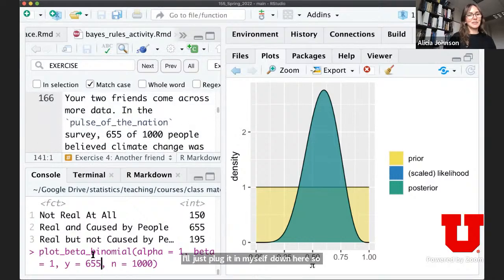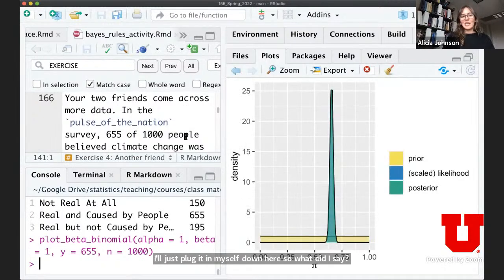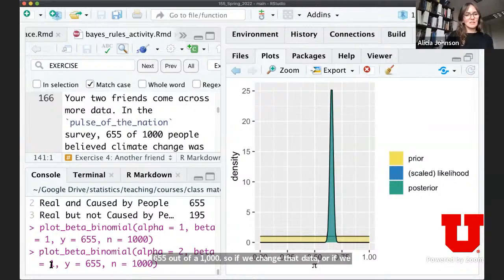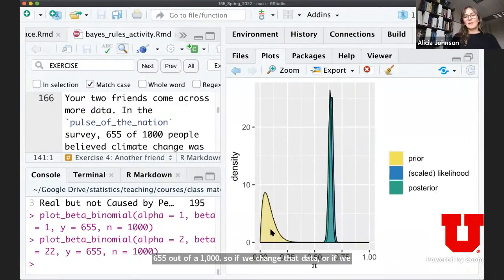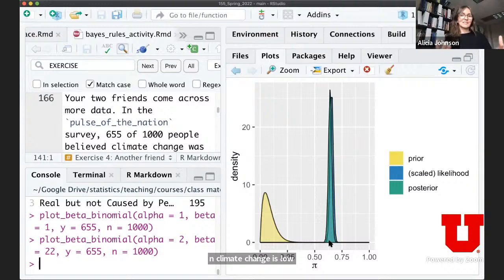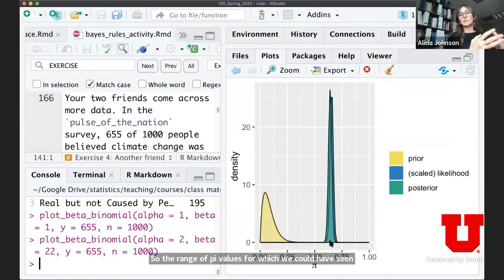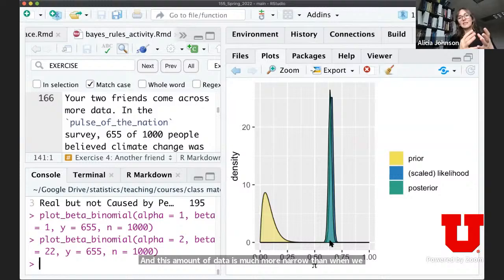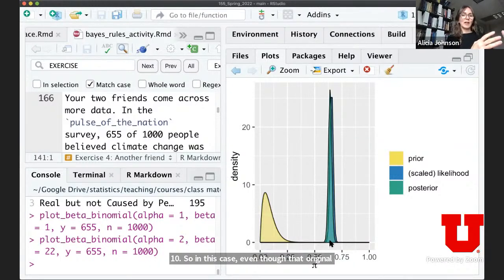So what did I say? 655 out of 1,000. If we change that data, or even go back to our original friend, whose prior thought the probability that somebody believes in climate change is low, in this case we have so much data that our likelihood is really narrow. The range of pi values for which we could have seen this outcome in this amount of data is much more narrow than when we only had a sample of size 10. So even though that original friend wasn't very swayed by a poll of 10 people, they're very much swayed by a poll of 1,000. So again, this posterior is always this push and pull between the prior and the data.